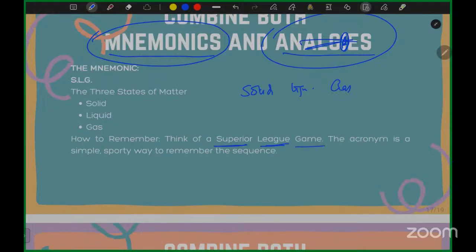Then G is game. From this super league game, you can take the first letters. This is a phrase mnemonic, which we saw previously. S L G. S denotes solid, L denotes liquid, and G denotes gas. So from this, you can easily remember. We know that concept, but at the students' level, it will be difficult for them to remember. So you can easily make the mnemonic for this, and then relate solid, liquid, gas with a comparison or analogy.